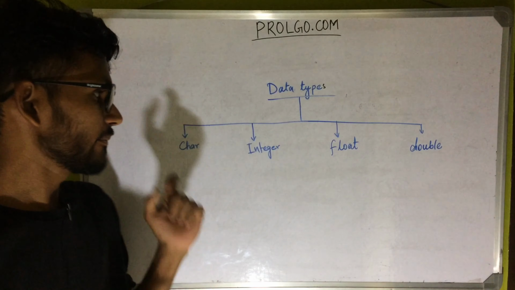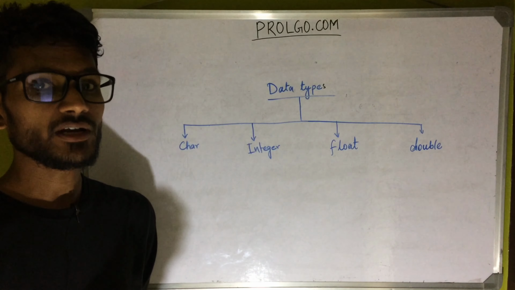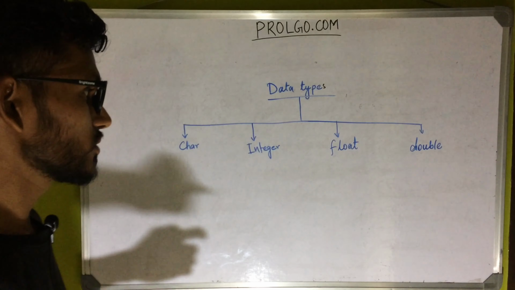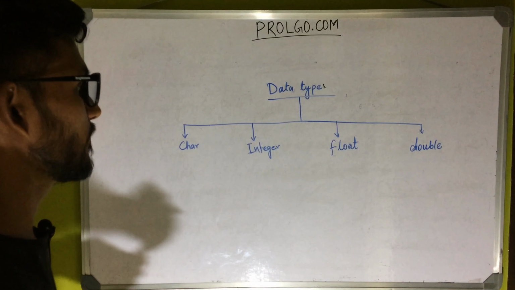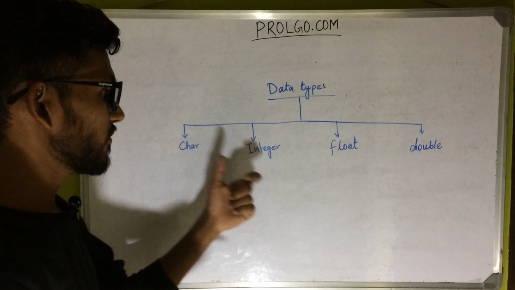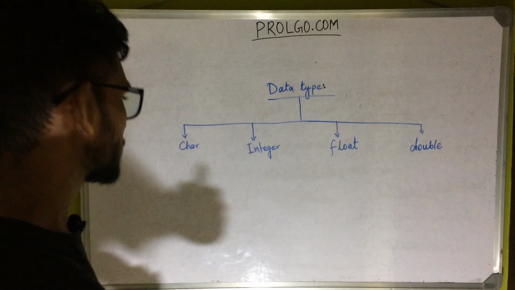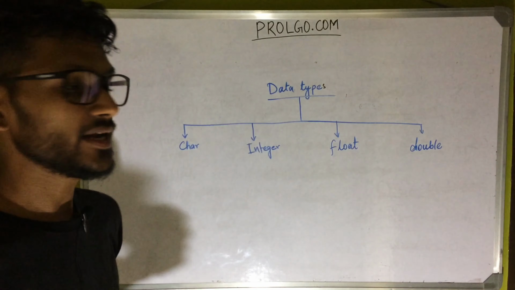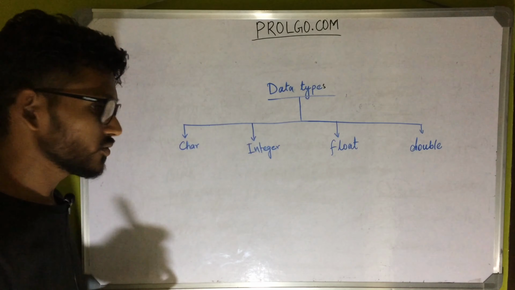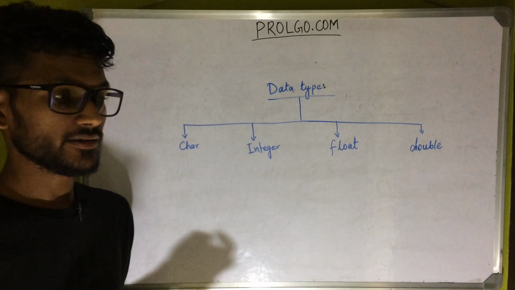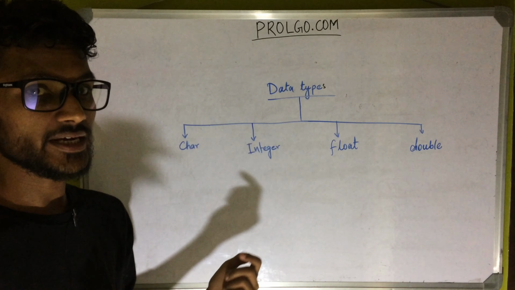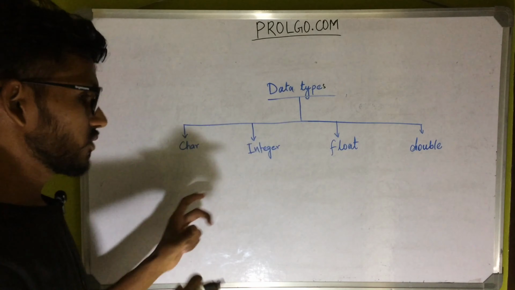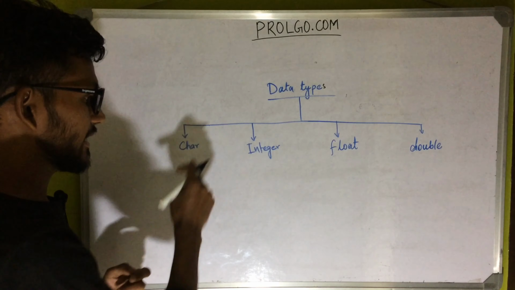Before using any variable, we have to define the type we will use for storing that data. There are 4 fundamental data types: character, integer, float and double. Character is used for storing any character like A to Z, alphabets, and special characters. Those are the characters used in the character data type.